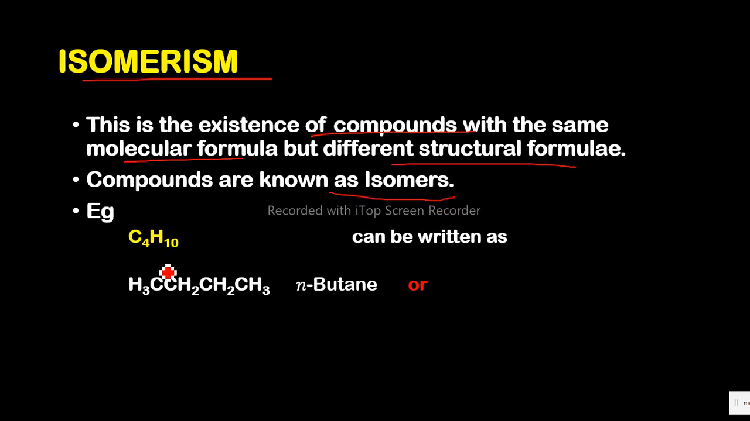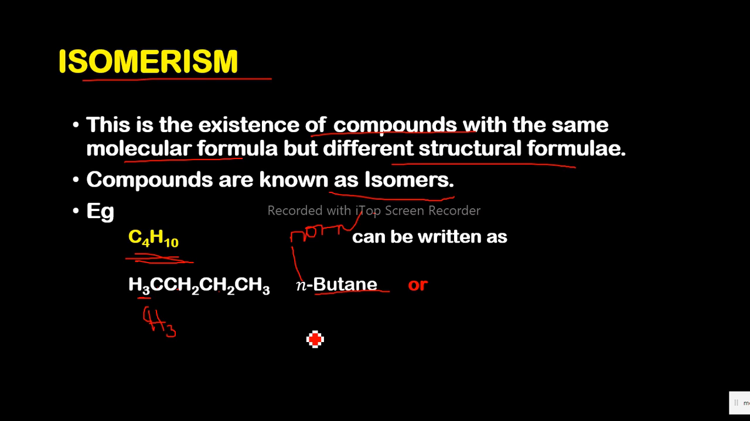For instance, let's start with simple things. Let's not make life hard. C4H10. So this can be written as CH3. Even if I write H3, even if I write CH3, it's all the same thing. So it can be written this way. And this is butane, or you can call it n-butane, where n means normal. So this is normal butane, not branched, just a straight chain of hydrocarbons.